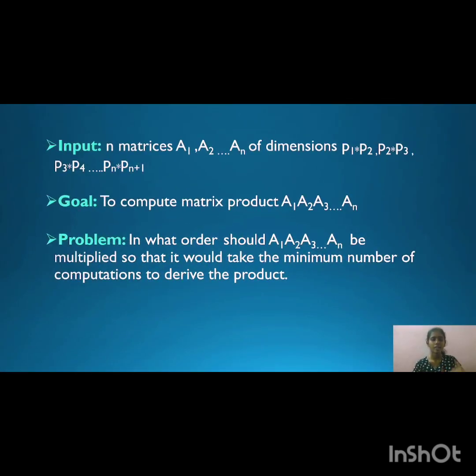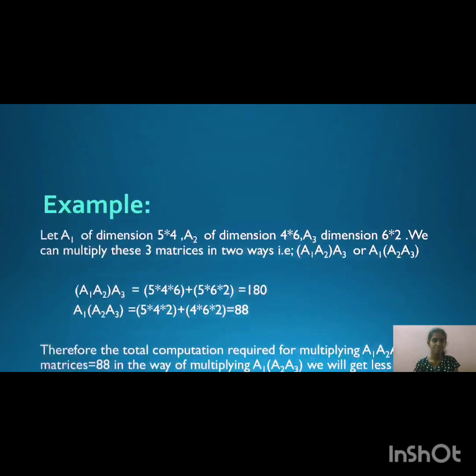So when we give input as n matrices such as A1, A2 and so on up to An, of dimensions P1 into P2, P2 into P3 and so on, such that Pn into Pn plus 1. Here the goal is to compute the matrix product A1, A2, A3 and so on to n matrices. The problem is, in order to multiply these n matrices, we have to take the minimum number of computations to derive the product.